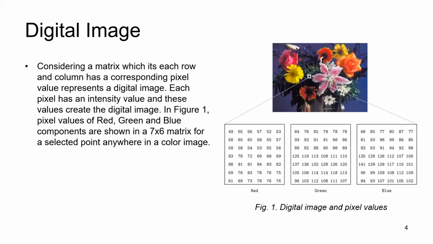Digital image is basically a matrix. Considering a matrix in which each row and column has a corresponding pixel value represents a digital image. Each pixel has an intensity value, and these values create the digital image. In figure 1, pixel values of red, green, and blue components are shown in a 7x6 matrix for a selected point anywhere in a color image.